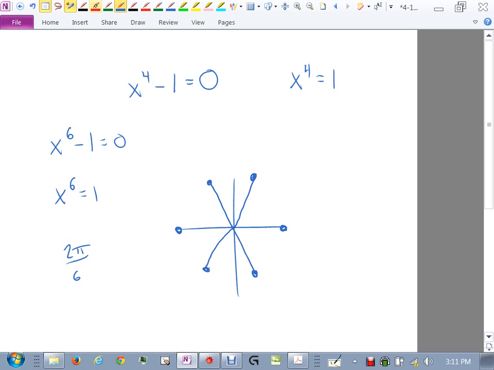Now, if I were to change this 1 to a 2 instead, there are also 6 answers to that, but they won't have length 1 anymore. If you're interested in this, just go Google what's called roots of unity. Roots of unity, and that'll start talking about the special cases when it's equal to 1. If you want to go past that, then it gets more complicated.